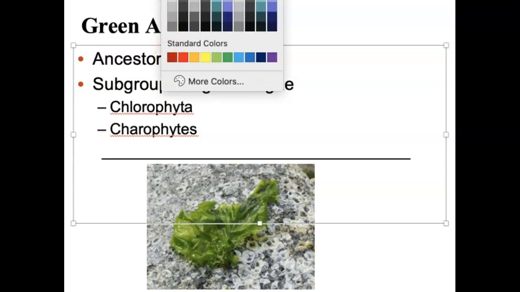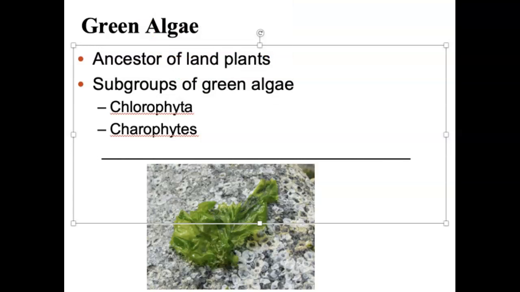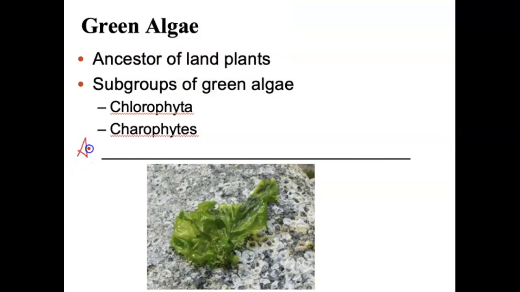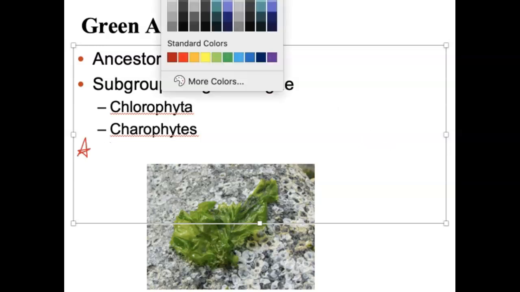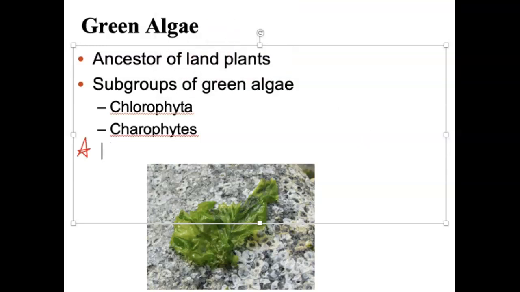Big key feature of the green algae. Let me get out my little red star. Okay, so big key feature here for the green algae. And I'm going to actually do this way to remember a little bit better. Hopefully color is okay, you guys can see it. But with the green algae, they have chloroplasts.